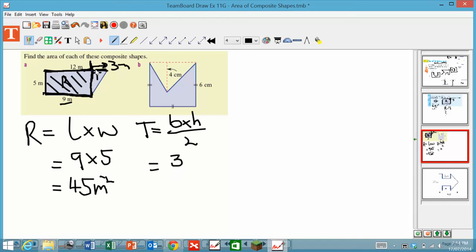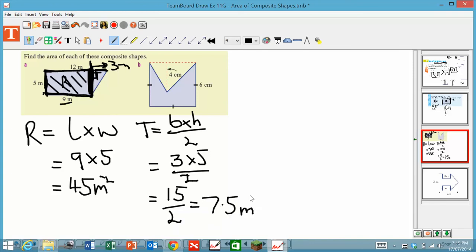My height, because it's a right angled triangle, is this length. And what is this length? Well, I can get that from this side, which is here. So 5 meters is that length. So 3 times 5 divided by 2. This is going to get a little bit tricky because it's going to be a decimal. So 3 times 5 is 15. Divide that by 2, which equals 7.5 meters squared.